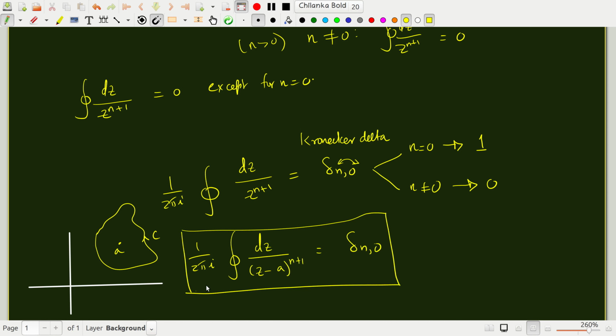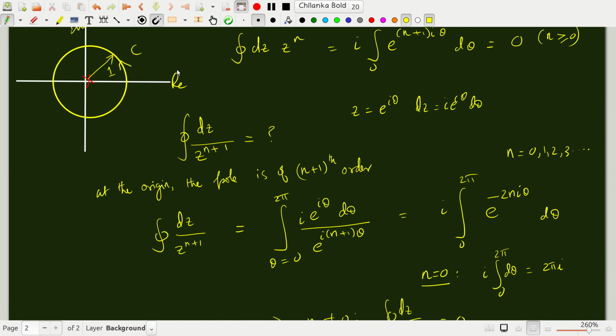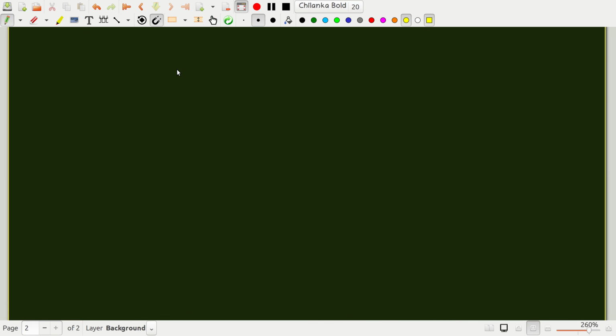Now let's discuss what is very famously called the residue theorem. It's a very, very important result. So let's discuss the Cauchy residue theorem, simply called the residue theorem sometimes.